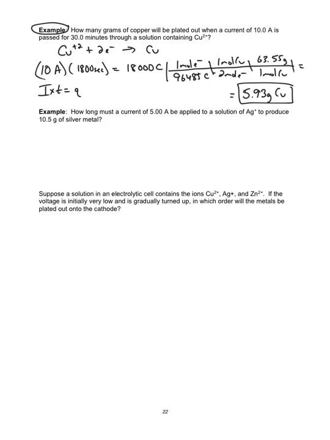Dividing by Faraday's constant gets us into the moles of electrons. Copper 2+ will transfer 2 electrons for every mole of copper produced. And then the molar mass gets us to our mass. All right, the next example.